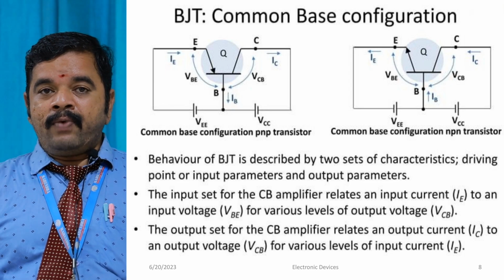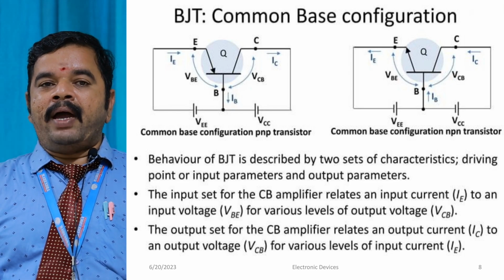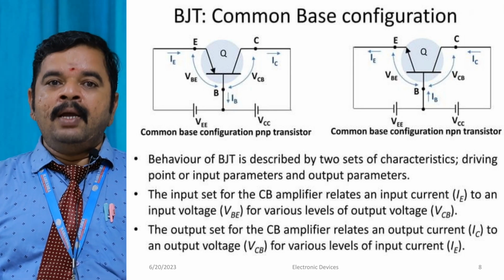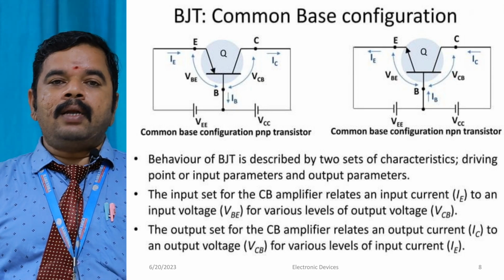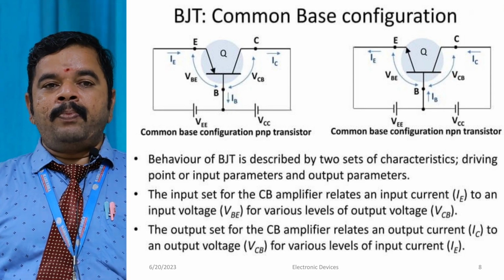Why are we going for different types of configuration? Every transistor configuration acts for different types of application. So for that purpose only we go for different types of configuration, that is common base, common emitter, and common collector configuration. Then first we go for the common base configuration.